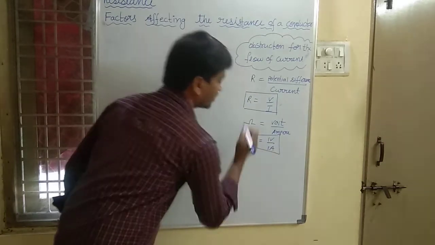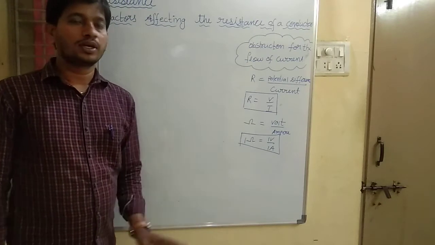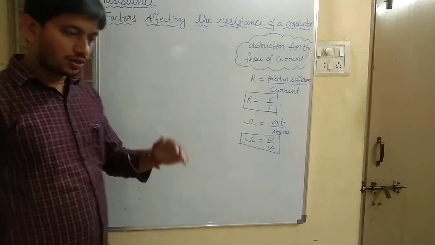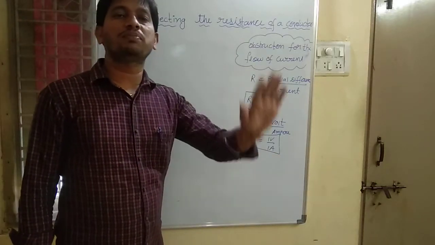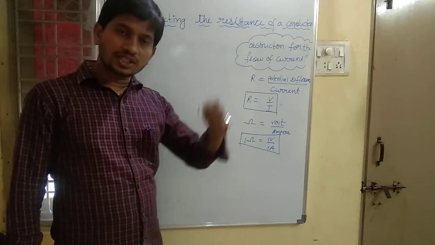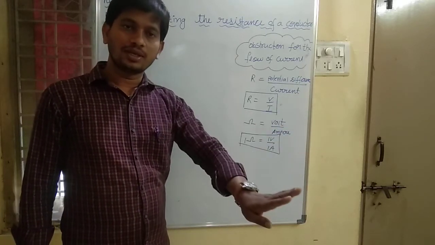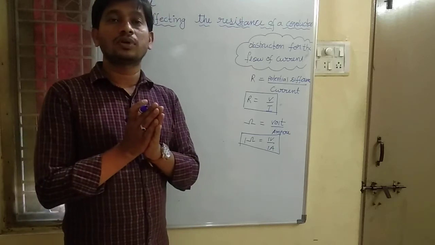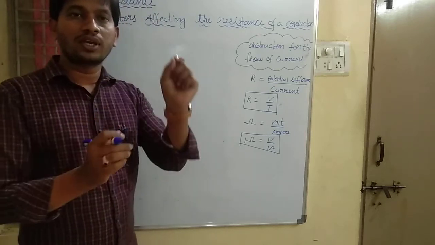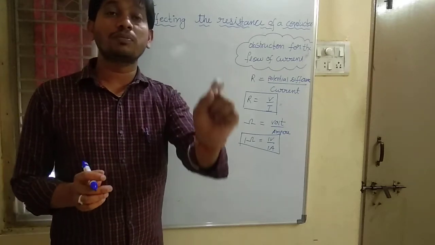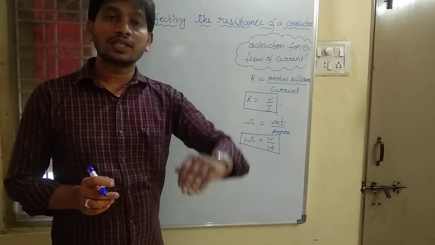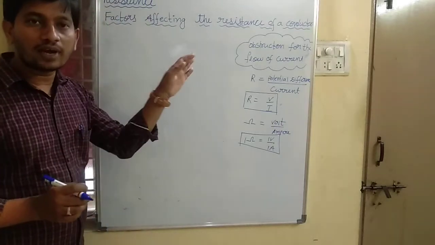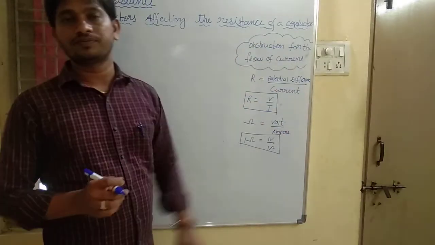This is about resistance. It is the obstruction for the flow of current. If the current is more, resistance will be less. If the resistance is more, current will be less. They both are inversely proportional to each other. Okay? What are the factors that are affecting the resistance of a conductor?